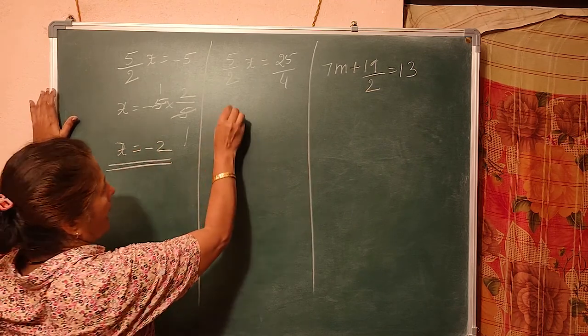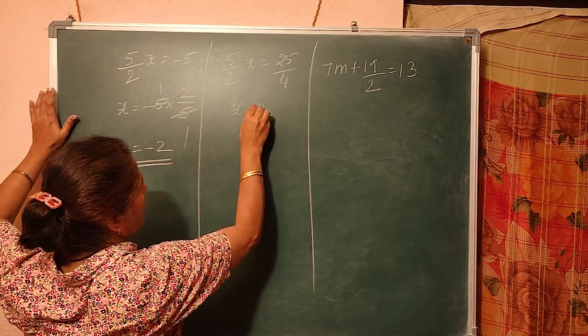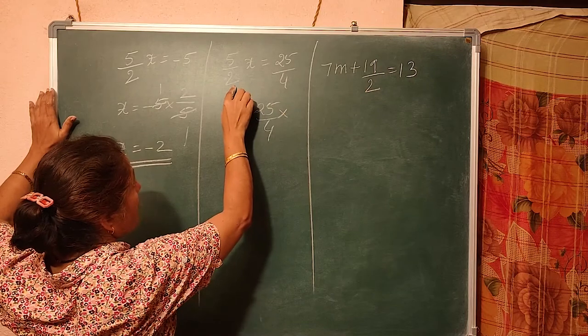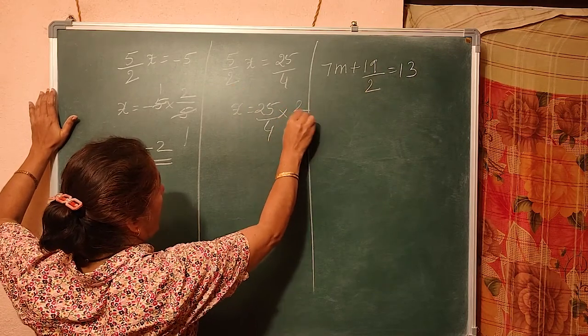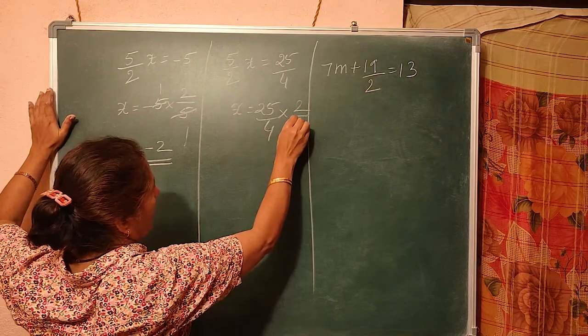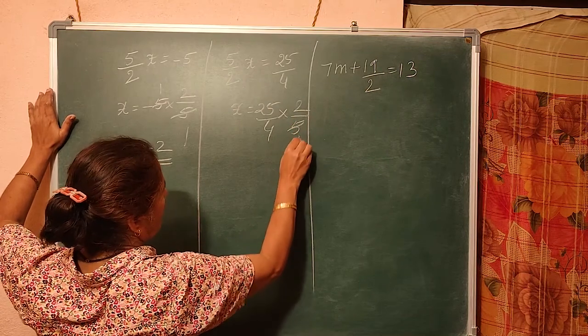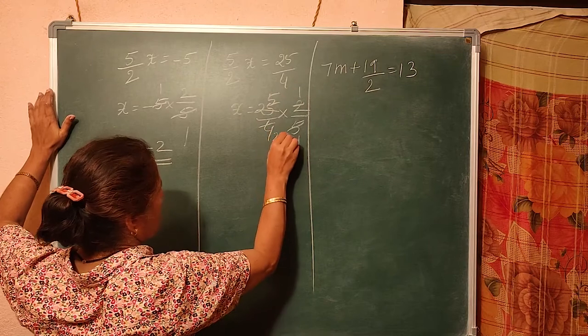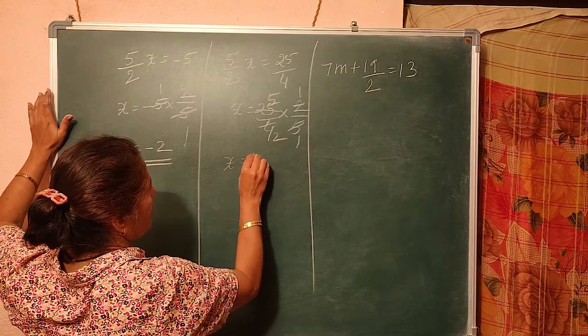Here you see x is equal to 25 divided by 4, into 2. 2 is there in the denominator, it goes up. 5 is there in the numerator, it comes down. 5 ones are 5 fives are. 2 ones are 2 twos are. So x is equal to 5 by 2.